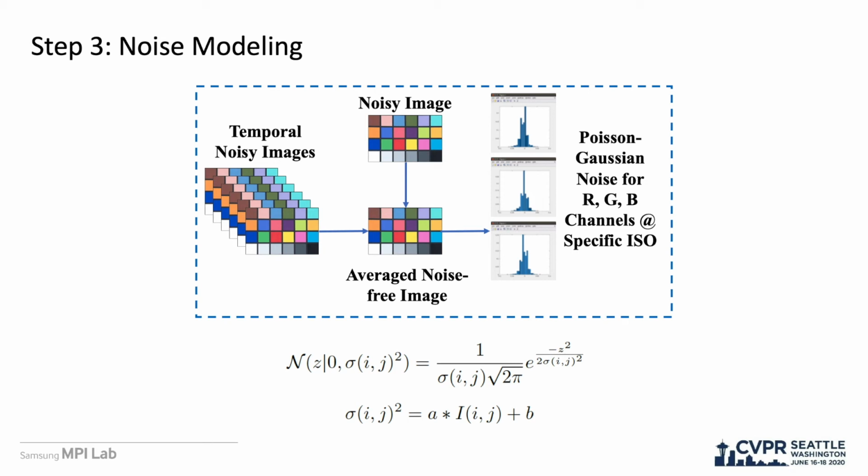Then we estimate the parameters A and B of a signal-dependent additive Gaussian noise with the following distribution, where sigma ij squared is the pixel-dependent variance. The parameters A and B control the amount of signal-dependent and signal-independent components of noise.